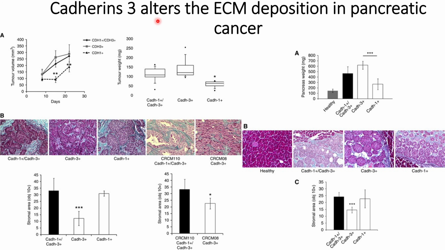So this heading is not completely correct. We need to also specify that Cadherin-3 plays an important role towards tumor growth and progression, and Cadherin-1 impacts the ECM or stroma formation around the pancreas.